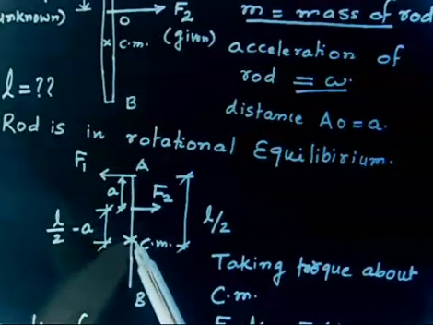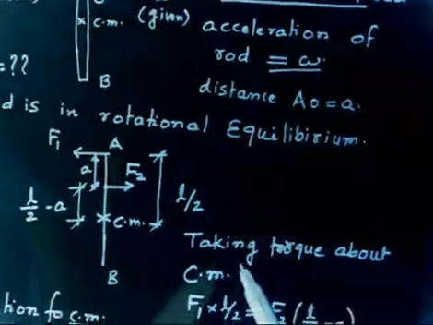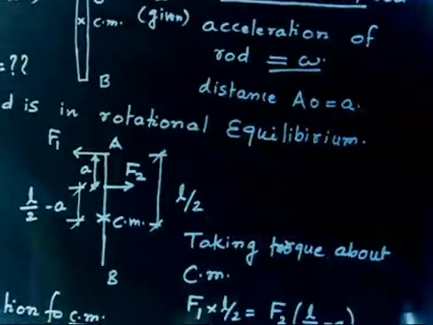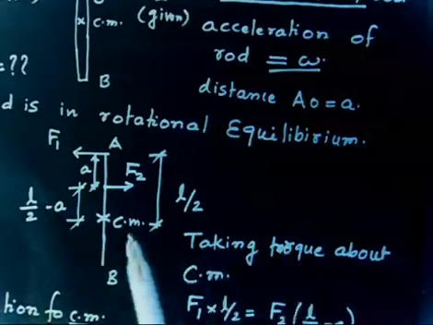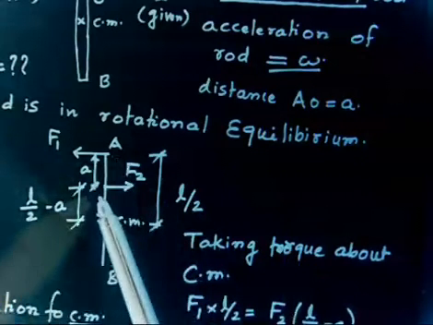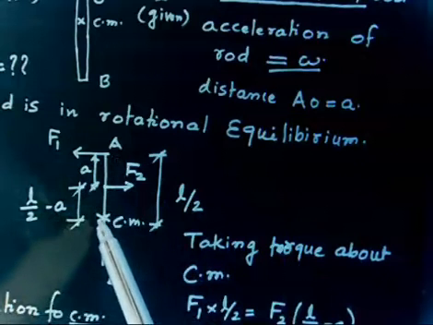Now if I take torque about center of mass, total torque has to be 0 because this is in rotational equilibrium. So torque this side is equal to torque this side. So the torque of F2 is F2 into (L by 2 minus A).